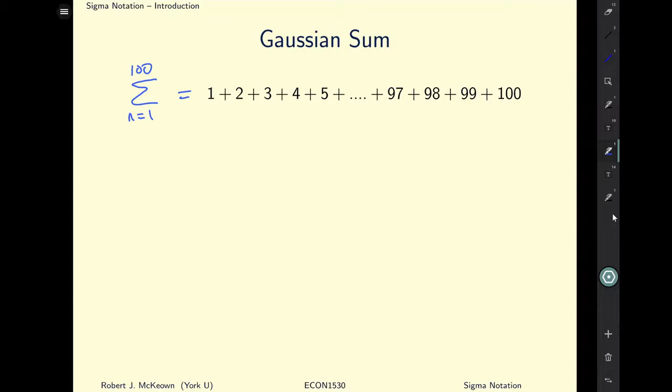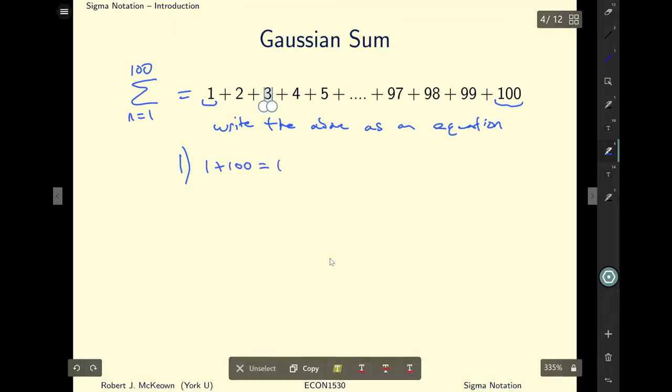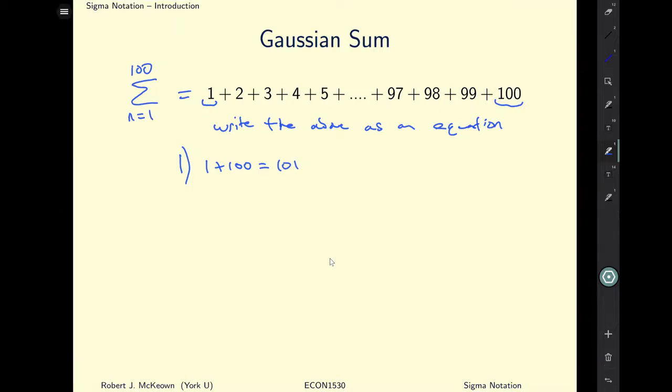So we want to write the above as an equation. I want to bring two facts to your attention. One, notice that 1 plus 100 is equal to 101. Now you might think, oh, what does that have to do with anything?